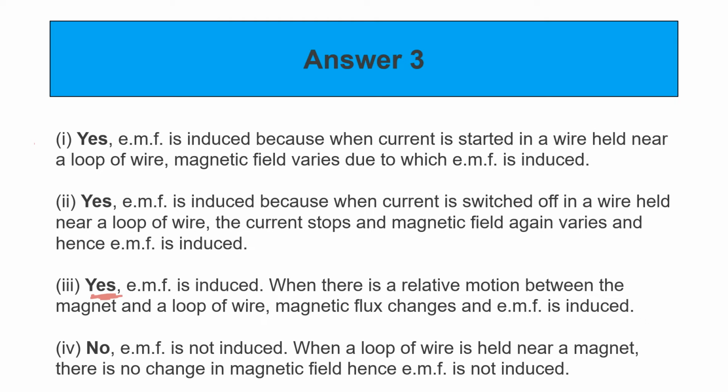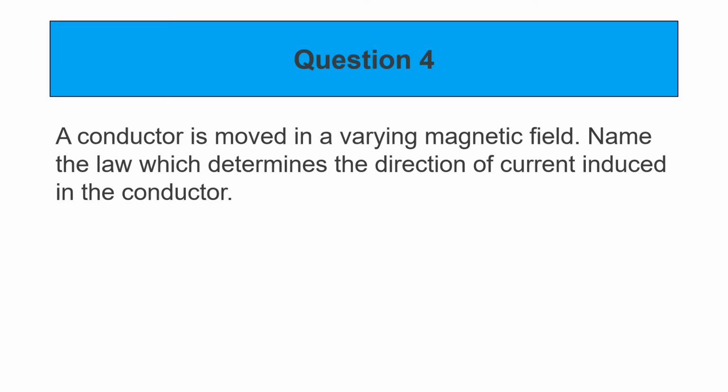In the fourth case, no, EMF is not induced. Why? Because it is stationary. When a loop of wire is held near a magnet, there is no change in the magnetic field, hence EMF is not induced. It is held stationary, it is not moving. That means there is no change in the magnetic flux.